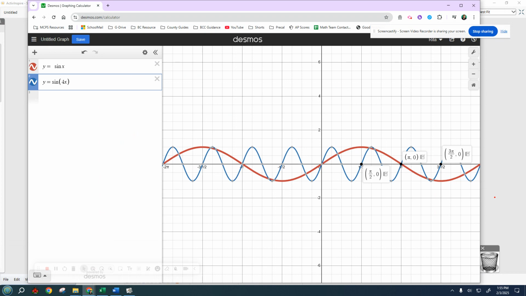What if it was x over 2? Lucas, what do you think? Instead of 4x, it's x divided by 2. How much of the bubble are you going to see? Like half. Half of the sine curve.